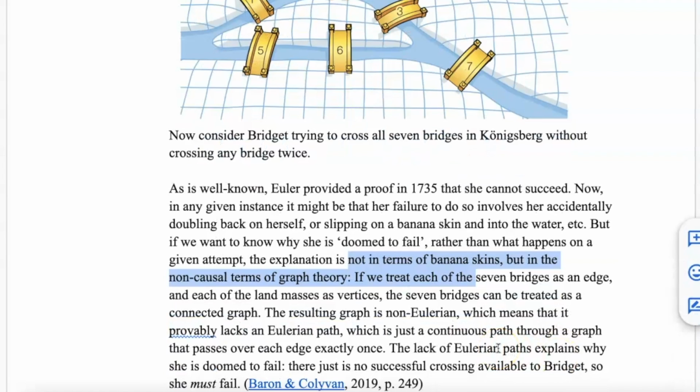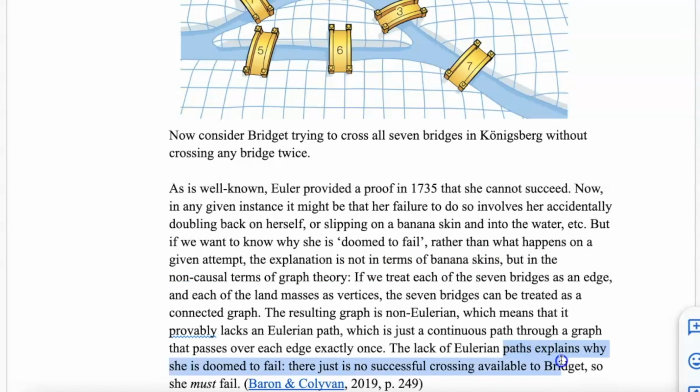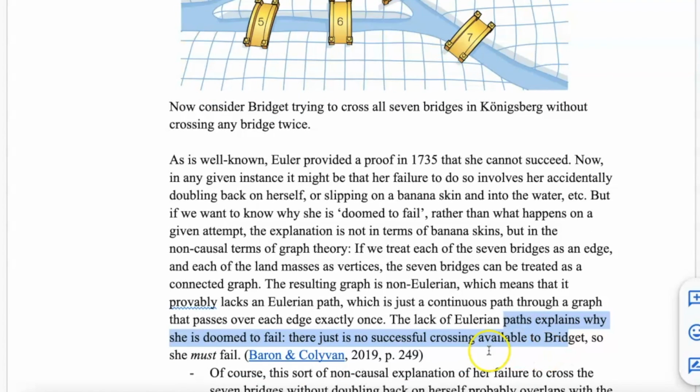The resulting graph is non-Eulerian, which means that it provably lacks an Eulerian path, which is just a continuous path through a graph that passes over each edge exactly once. This lack of Eulerian paths explains why she is doomed to fail. There just is no successful crossing available to her, so she must fail. Sam Barron and Mark Colyvan in a 2019 paper developed this case and give lots of other citations to lots of other cases and to the literature on non-causal explanations.